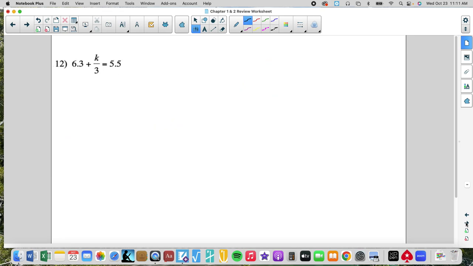I'm finding that many students are not comfortable with fractions or decimals. Here we have a decimal and a fraction. We're going to get rid of that positive 6.3 first, which leaves me with k over 3 equals, so we have signs that are different. We have a positive 5.5 and a negative 6.3.